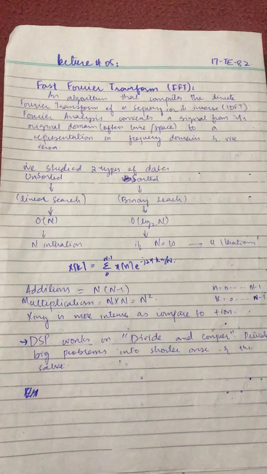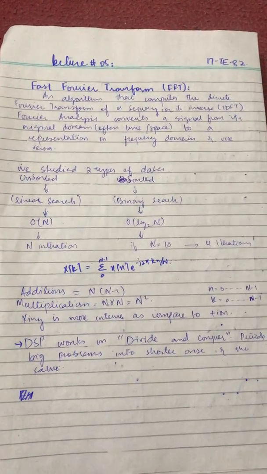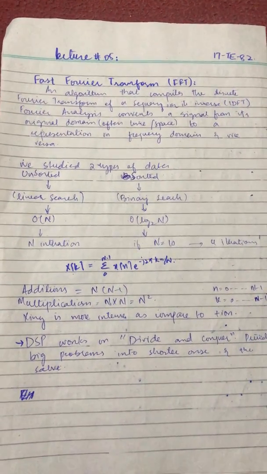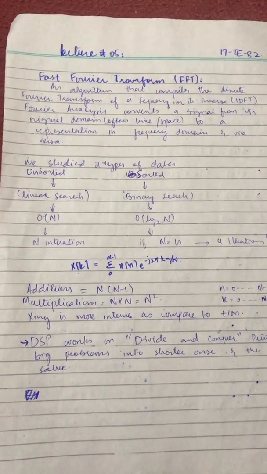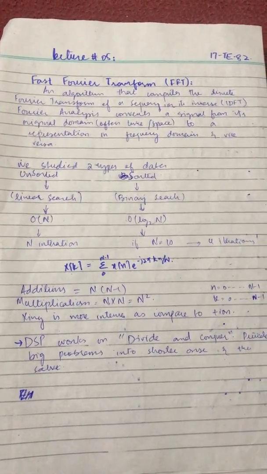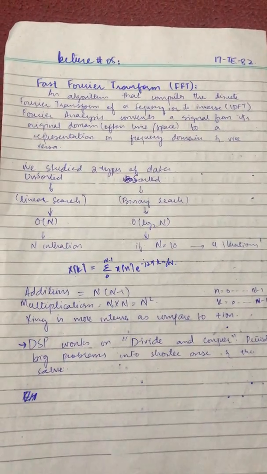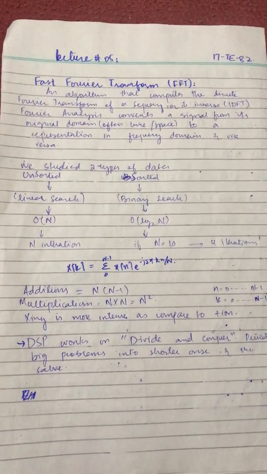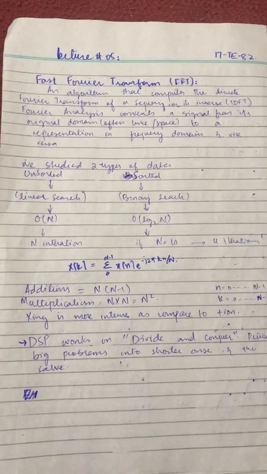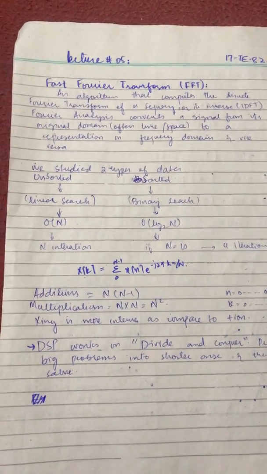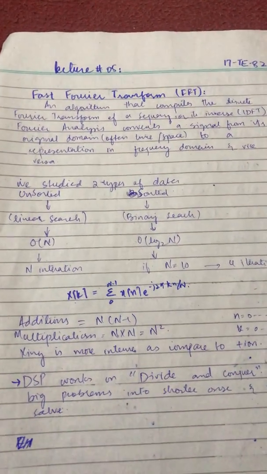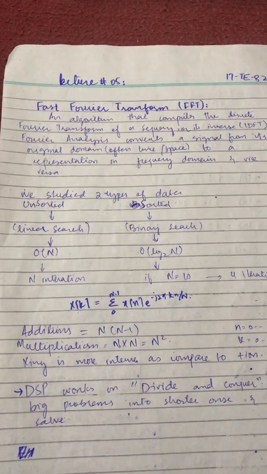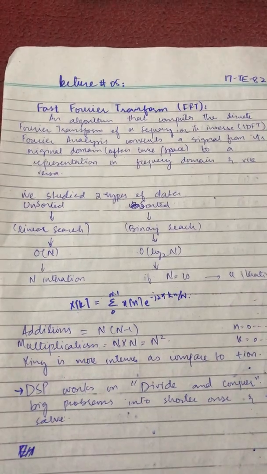It's our lecture 5 today, and our topic is Fast Fourier Transform. What is Fast Fourier Transform? An algorithm that computes the discrete Fourier transform of a sequence or its inverse discrete Fourier transform. Frequency analysis converts a signal from its original domain, often time or space, to a representation in frequency domain, and vice versa. What we have to do in fast Fourier transform is find the discrete Fourier transform or its inverse, like we did in our last lecture.